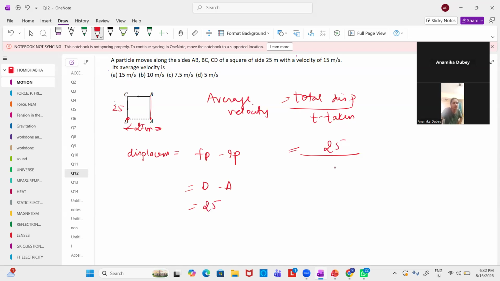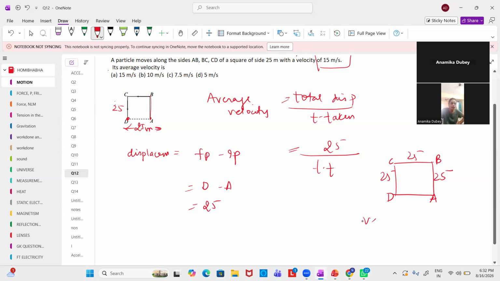Now I have to find the time taken. How do we find the time taken? The object has started A to B, B to C and C to D. So here it went 25 meter, 25 meter, 25 meter, with a velocity 15 meter per second. Speed is what? Distance upon time. So distance here it has covered 75, that is 25, 25, 25, upon time taken, which I don't know. I'm writing here time taken.